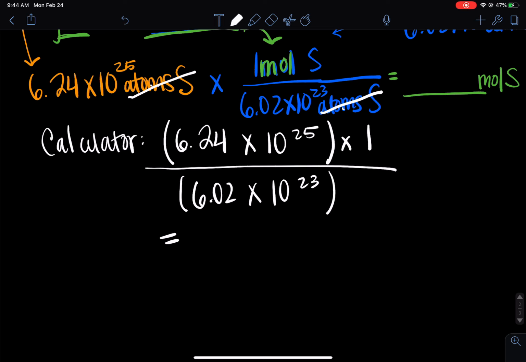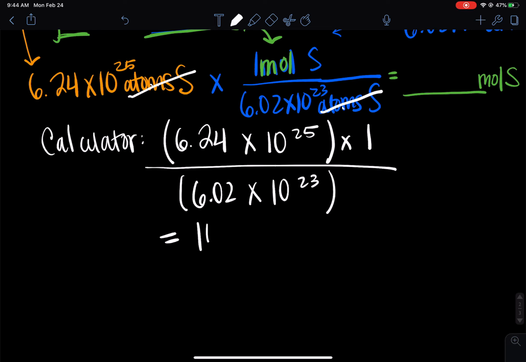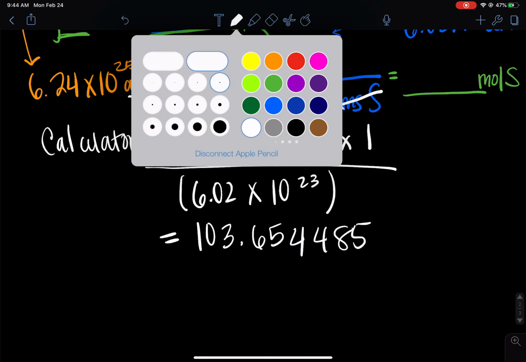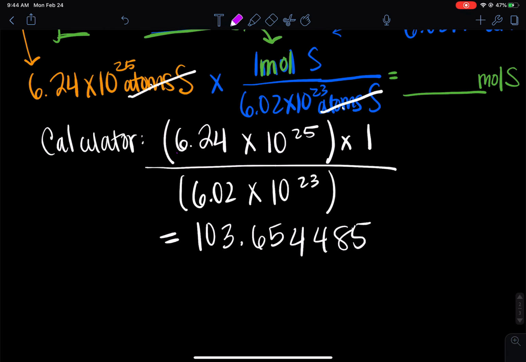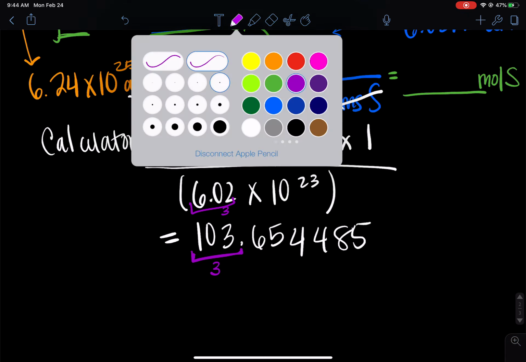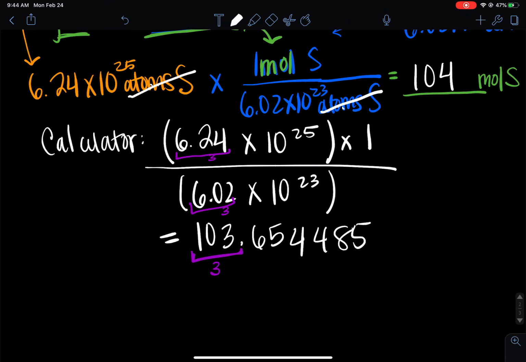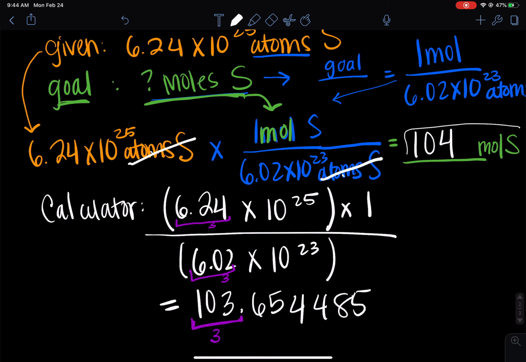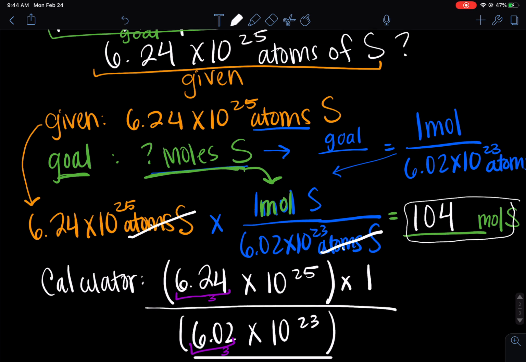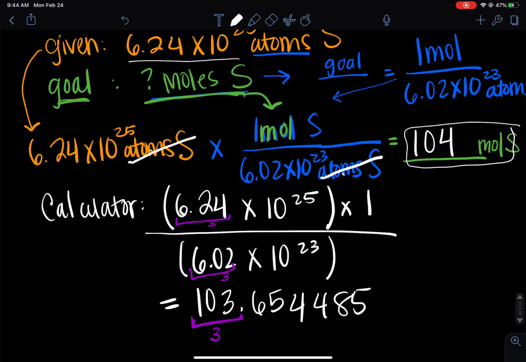Okay, so it gives me exactly 103.654485. That's far too many digits. So we need to check how many sig figs we have. I have 1, 2, 3 here and 1, 2, 3. So I'm going to stop this at 3. Okay, so that means I'm going to round to 104. So I have approximately 104 moles of sulfur in 6.24 times 10 to the 25th atoms of sulfur. So that's how you work those problems.